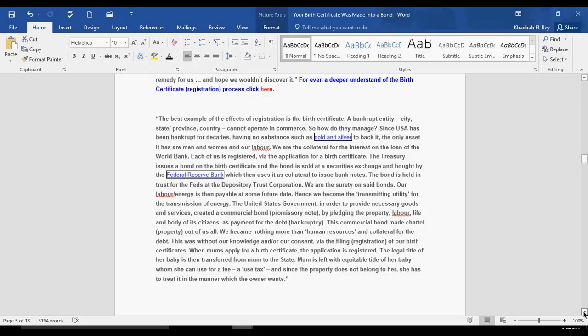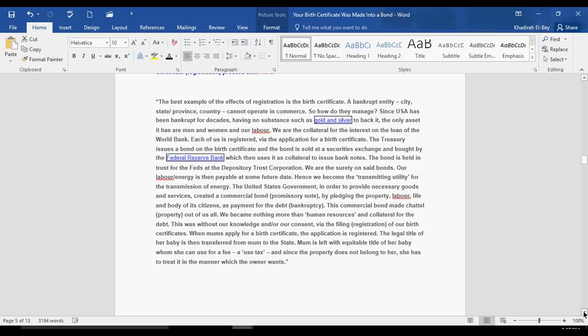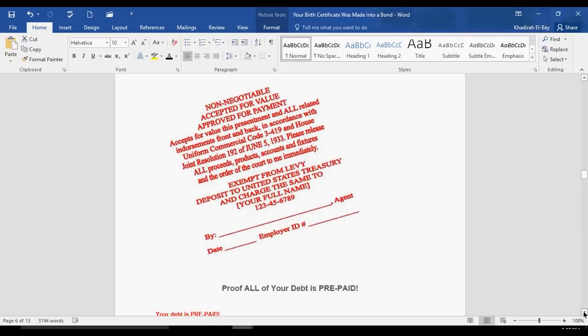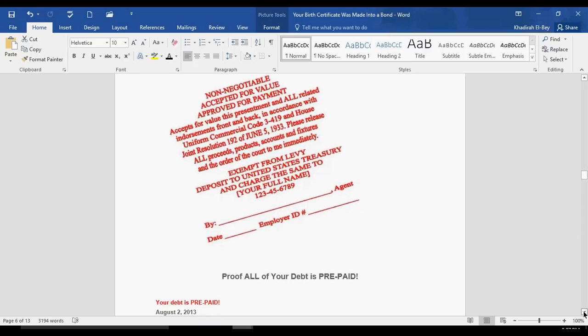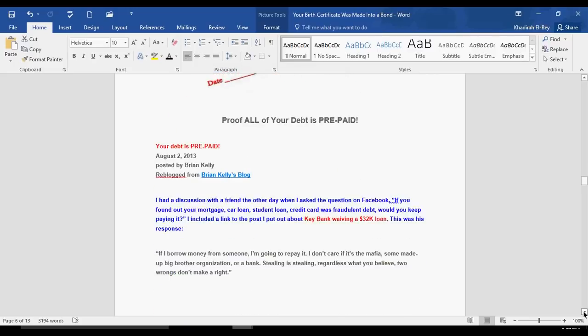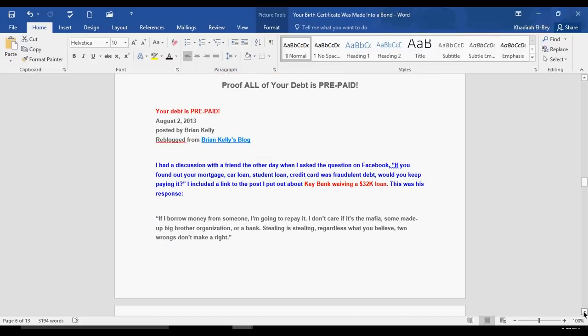Since the payment does not belong to her, she has to treat it in a manner which the owner wants. If not, the child can be confiscated because it's a ward of the state. Proof all your debts is prepaid. Yes, the child. Like if they're not going to school and they come and get them, right? Like DSS, stuff like that, right? Yes. Right. Because they own it. Because the mother signed away the child via the birth certificate. It's crazy.